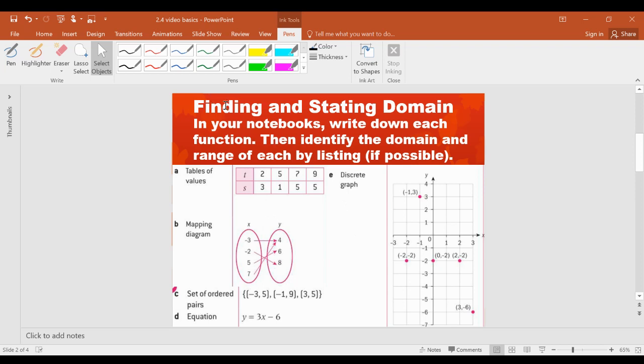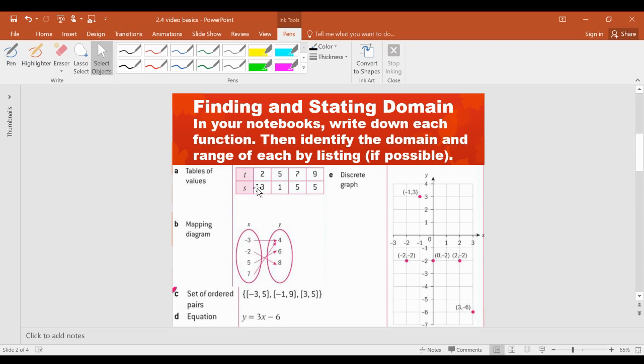So first of all, a domain or a range at its simplest level is just a list. We're looking for a list of values that are possible inputs and possible outputs respectively. So all of the possible inputs would be described as the domain. All of the possible outputs are described as the range. So when you're dealing with a discrete function, it's possible to just write them out and actually make that list.